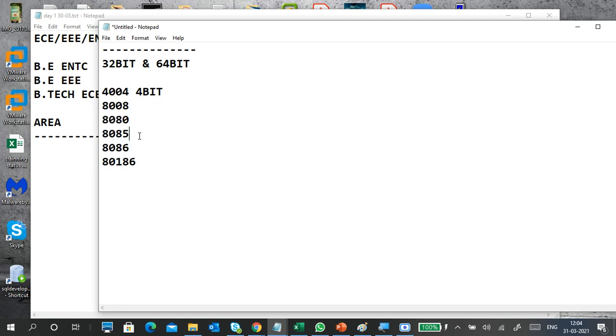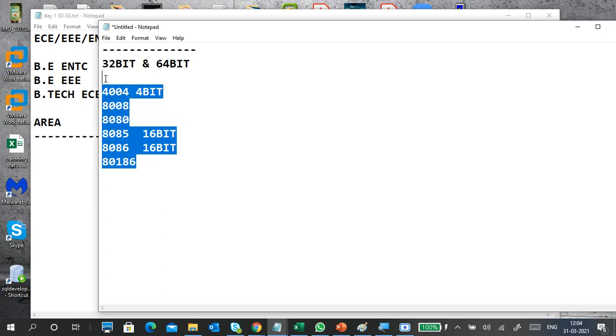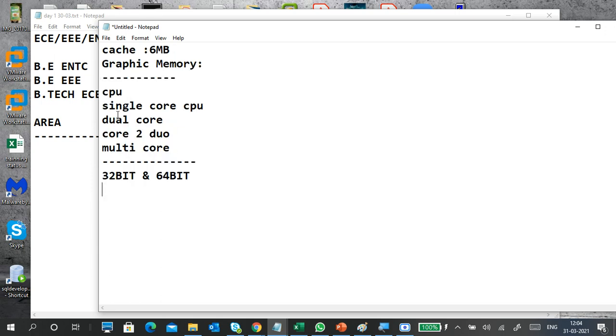Different processors were released. Here it is a 16-bit processor. It kept on at 16-bit. Then they released a 32-bit processor. Now 64-bit processors are going.